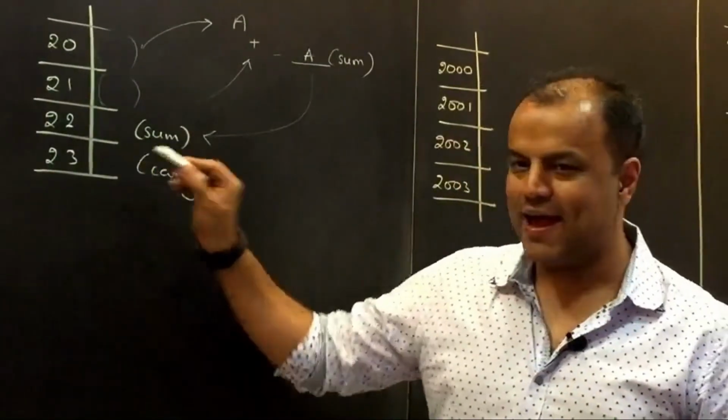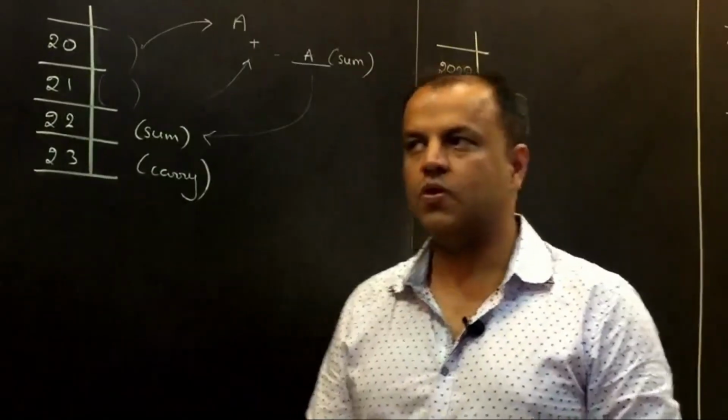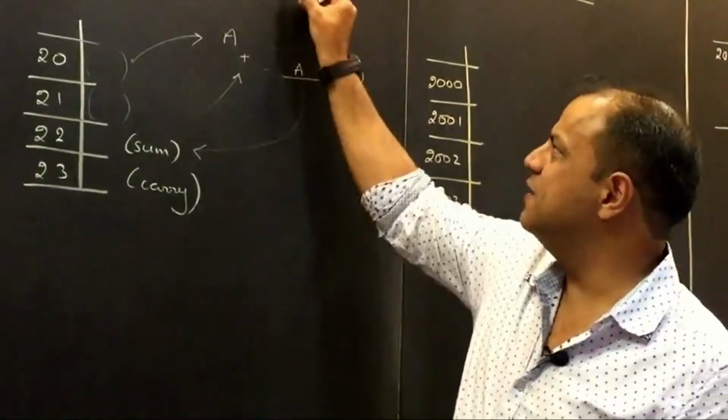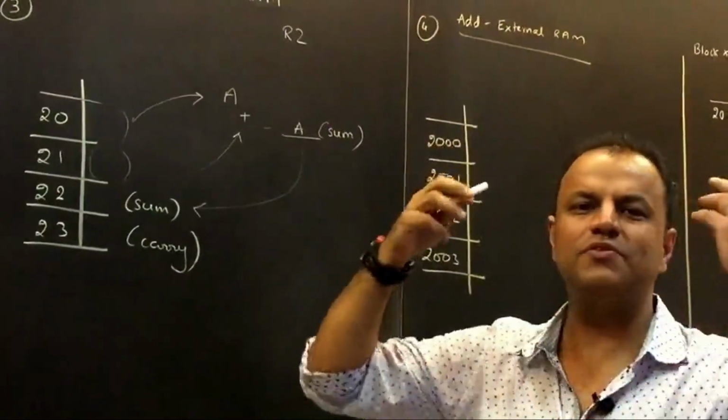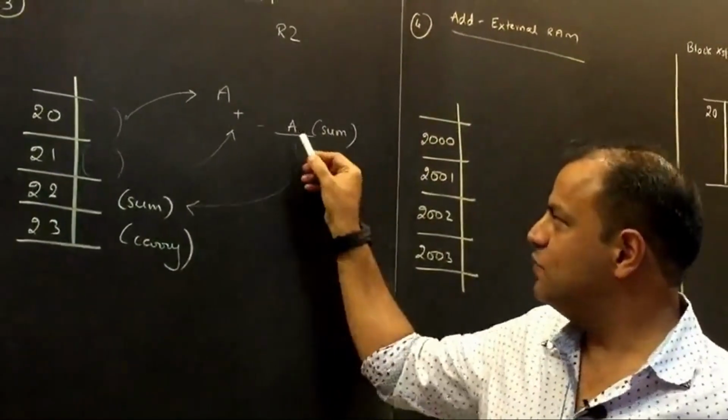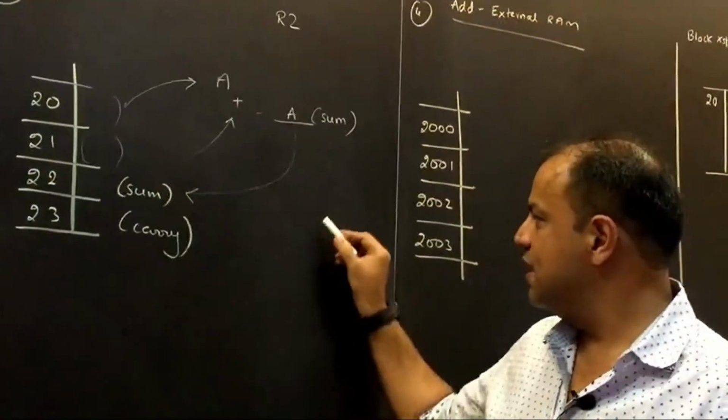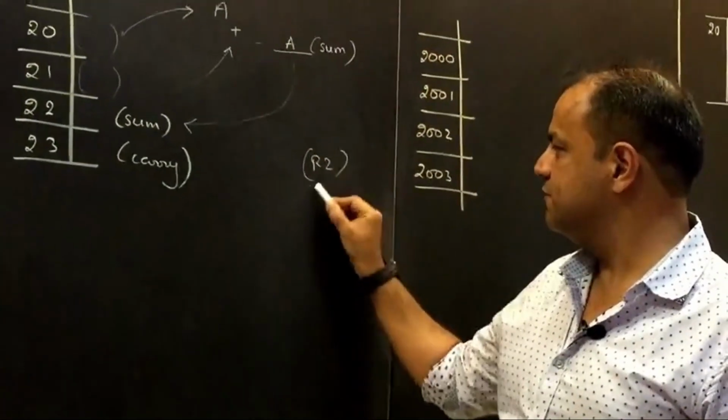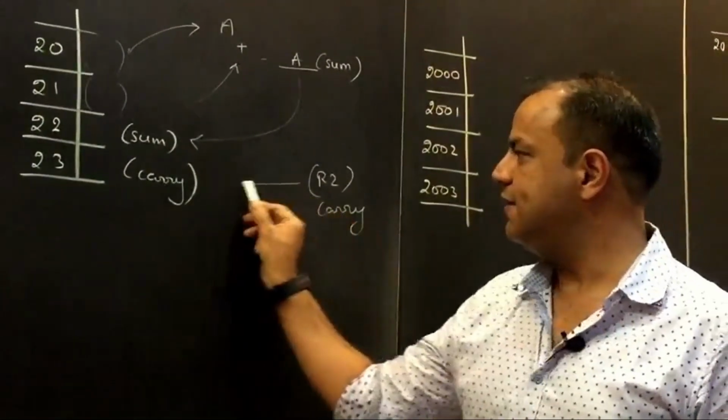Carry has to be stored at location 23. Suppose the carry is in R2 register. Okay, I'm just taking an assumption. Sum was in A register, we stored it at 22. Carry is in R2 register. We will store it at 23.